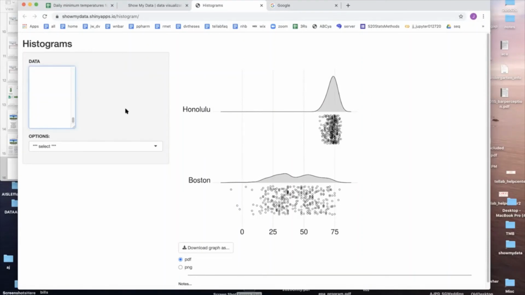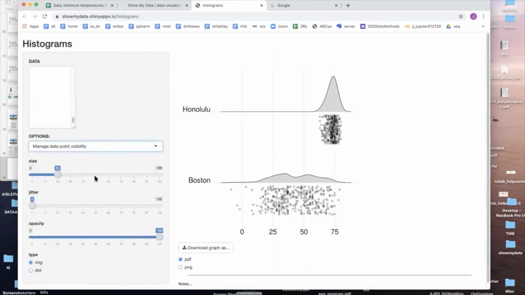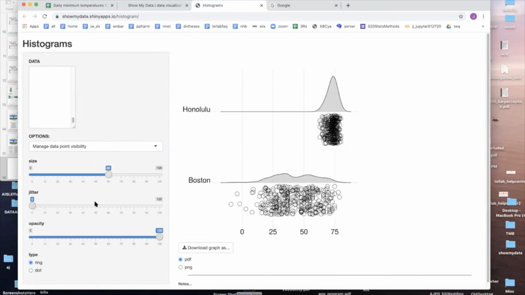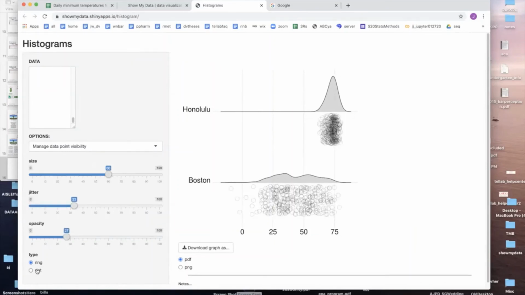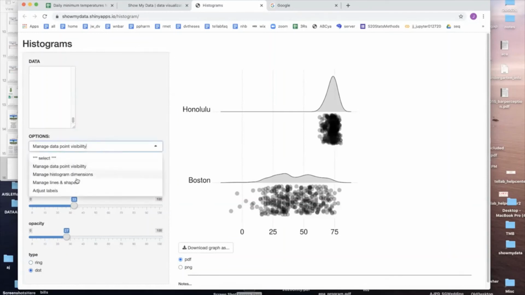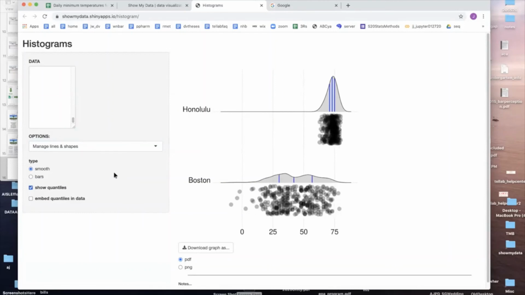after we get over our misery or decide to buy some plane tickets, we can play around with various parameters. We can make the dots bigger. We can jitter them a little bit. We can make them less opaque. We can make them solid. We can add quantiles. So we get mean, median, 25th and 75th percentiles there and there.